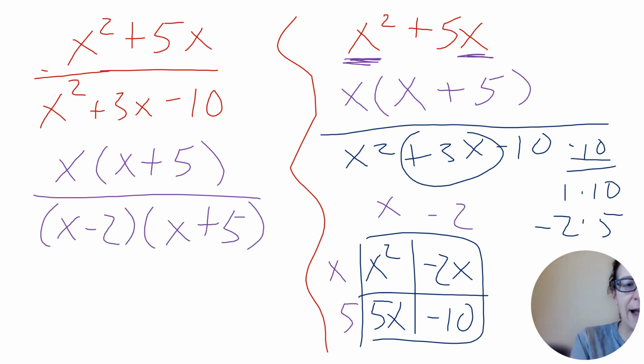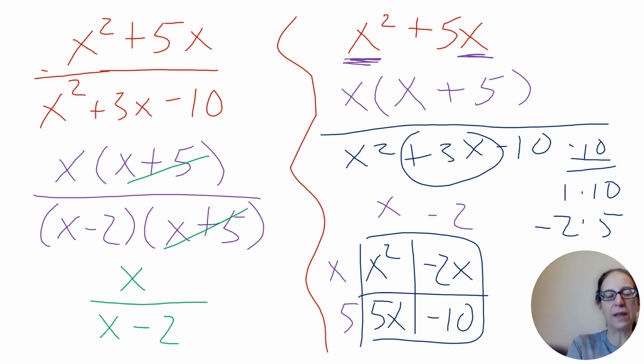And now I have a common factor of x plus 5, and that can cancel, leaving me with x over x minus 2. Now, again, this is where you just gotta plow through that factoring. Just gotta do it.